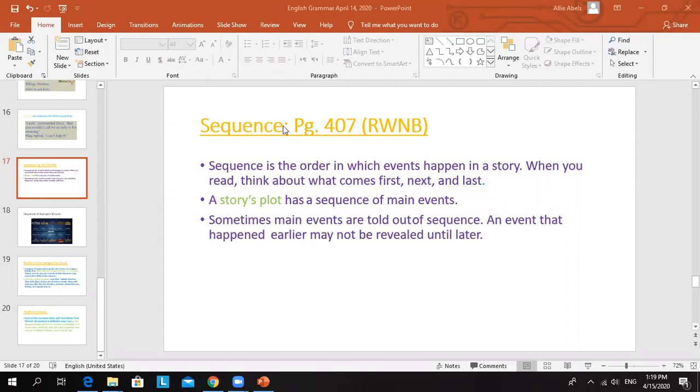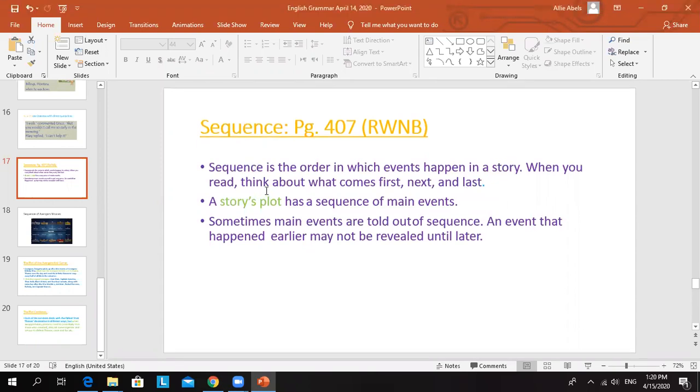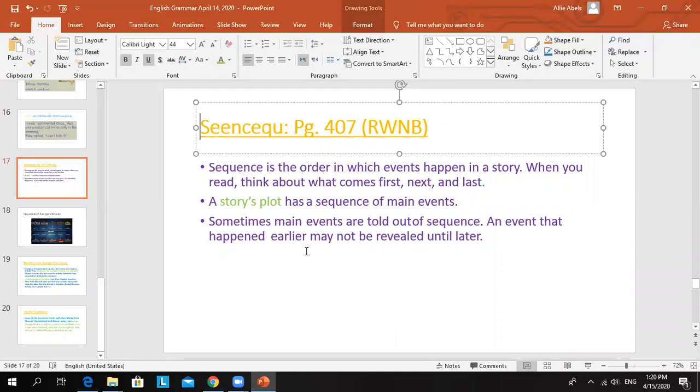Today, we will be discussing the topic sequence. Okay, so sequence, guys, basically means an order of events that happens in a story. When we read, we think about what comes first in the story, and then what happens after that, and then finally what happens at the end of the story. So the beginning, the middle, and the end of the story refers to the sequence. Sequence is basically the order of how events in a story take place.